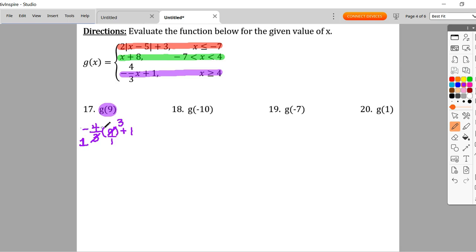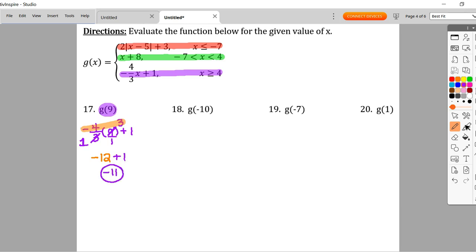And then I can multiply straight across the top. Negative 4 times 3 is a negative 12. And notice in the denominator it's just 1 times 1. We know 1 times 1 is 1. Negative 12 divided by 1 is really negative 12. So I'm going to skip that step and just have a plus 1. Negative 12 plus 1 is negative 11.